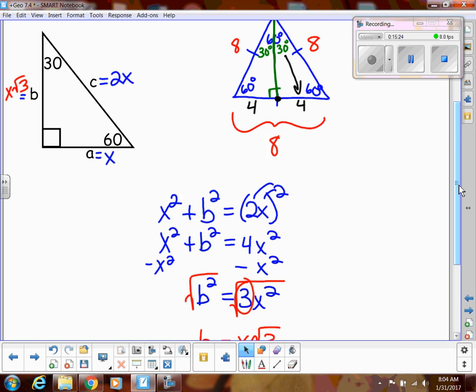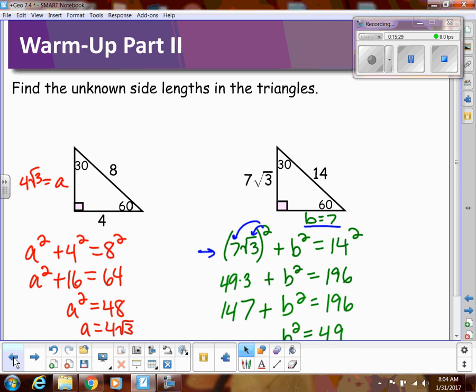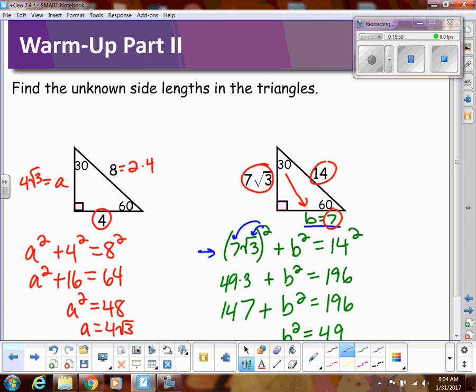All right, so going back to the warm-up, let me flash back there for a minute. Notice that the side across from the 30, whatever that was, the hypotenuse was twice as big. This was 2 times 4. And that the side across from the 60 was 4 times the root 3. Same thing over here. The side across from the 30 was 7. The hypotenuse was twice as big. And the other side was 7 times root 3.